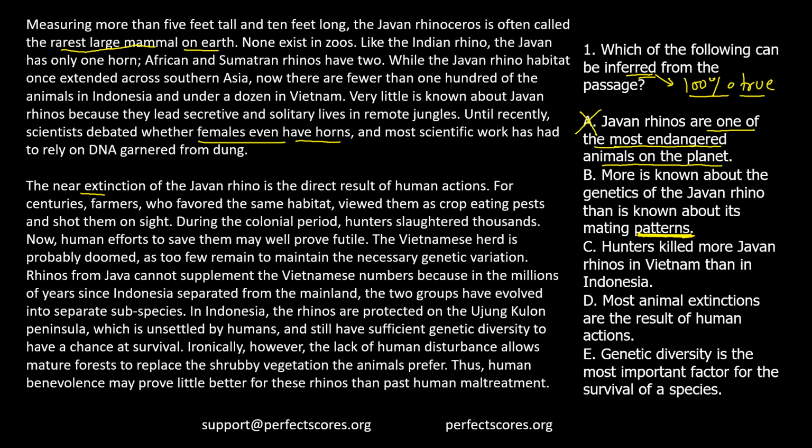Yes, that's true. But you do have DNA that has been garnered. So B is definitely one of our strong contenders, because you do know more about the DNA than how females even look. So let's keep this. Okay, what about C? Hunters killed more in Vietnam than in Indonesia.